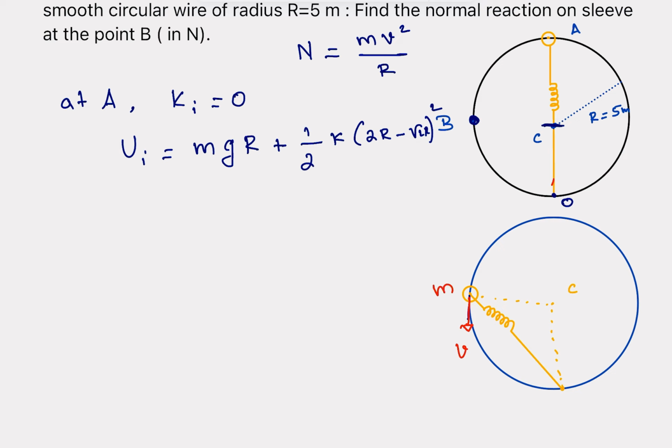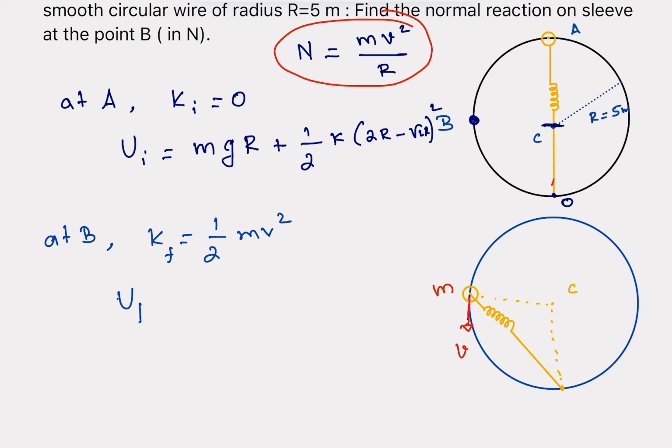So what I want to find out is that normal force. We already know that normal force is mv square by r. But don't forget that here, at point B, the final kinetic energy is 1 by 2 mv square. What about the potential energy? This is the final potential energy.